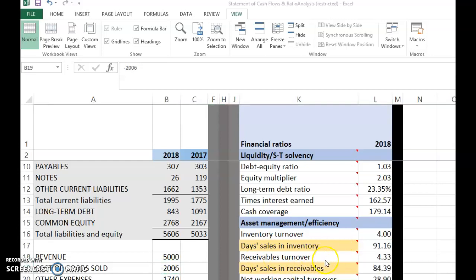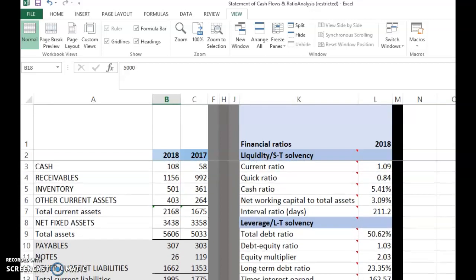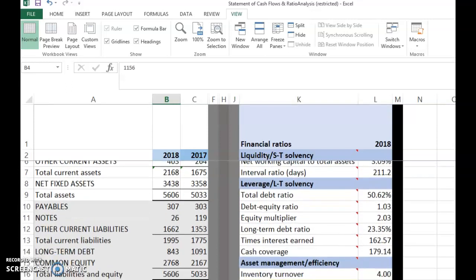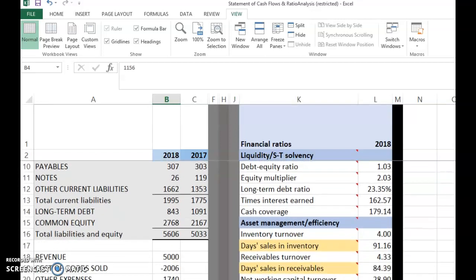So for inventory we take cost of goods sold because the inventory is stated at cost, but for receivables turnover we take sales because receivables are stated at the price at which you sell the inventory, or at the price at which the customer needs to pay the company. Therefore it is sales divided by receivables. We take revenue here, 5,000, divided by receivables. We go up to the assets portion, 1156. So 5,000 divided by 1156 would be your receivable turnover. It is 4.33.